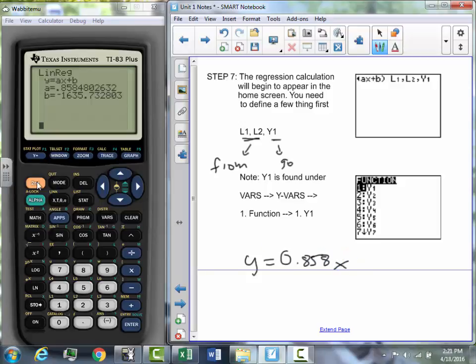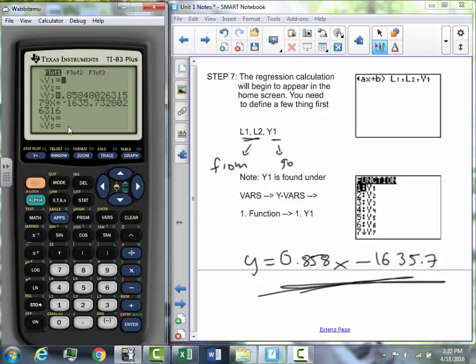To get back to that screen, probably go second, quit. And it should take you back to the last screen. Right behind mode, which is right next to second. You got it? Yeah. So I'd say write the equation as Y equals 0.858X minus 1635.7. There is our linear equation that the calculator made for us. Because it's really hard to try to write the equation off of this mess right here because there are so many digits. So it may just be easier to write it from the screen here.